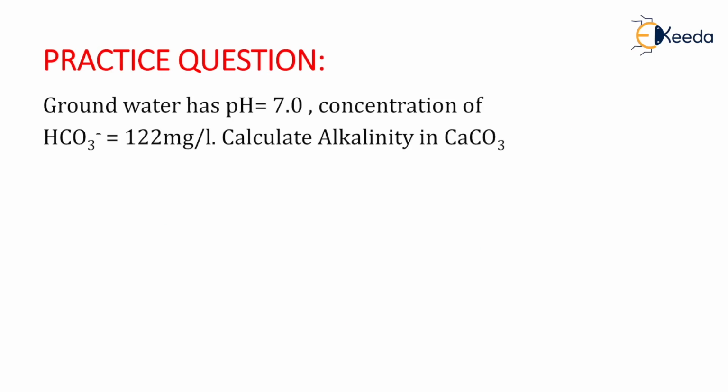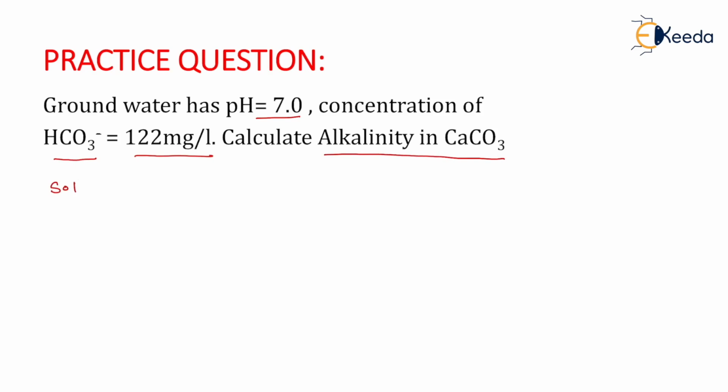Question is written as: groundwater has pH equals to 7.0 and concentration of bicarbonate, that is HCO3 negative, will be equals to 122 milligram per liter. Now we need to determine the alkalinity in terms of CaCO3.